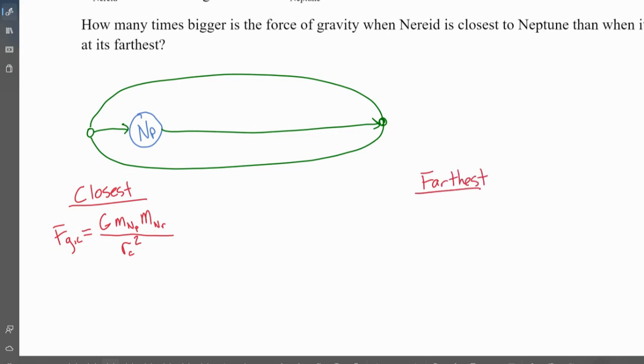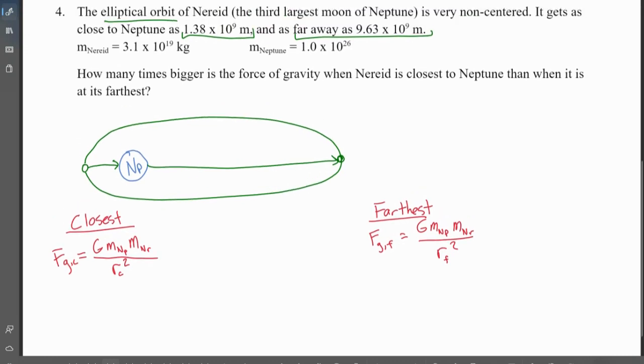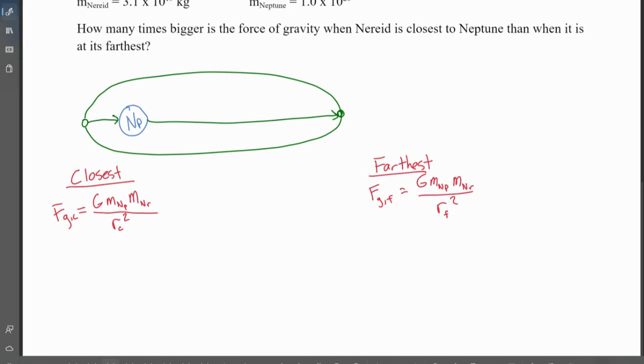So we can do the force of gravity when they're furthest, right? It's G M1, which is Neptune, M2, which is Nereid, over R squared. But this is R when they're far, squared. Okay, all we've got to do now is just plug in some numbers.